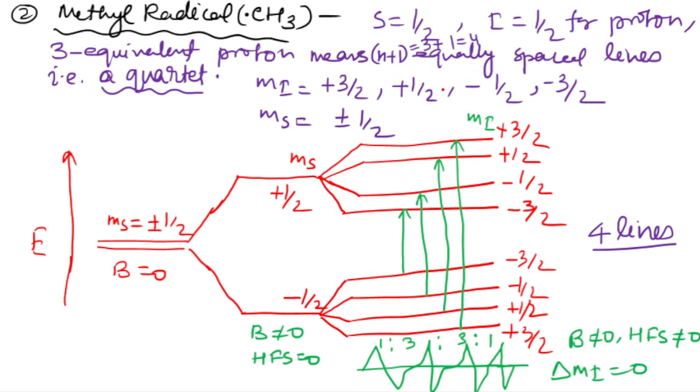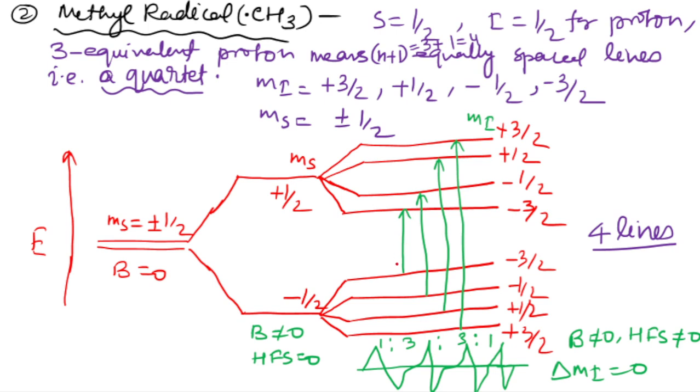You will get 4 equally spaced lines, that is a quartet, and the mI values you will see here are plus 3/2, plus half, minus half, minus 3/2. Initially this will show a degenerate level in the absence of a magnetic field, and in the presence of a magnetic field you will see two split energy levels. Again this is split into four levels due to the mI values, and similarly this also.